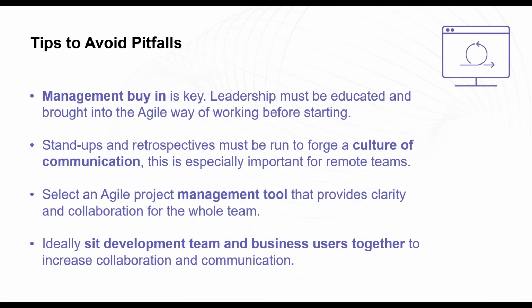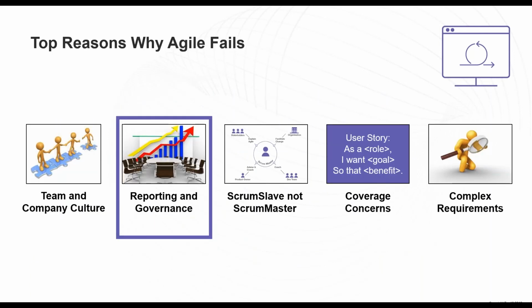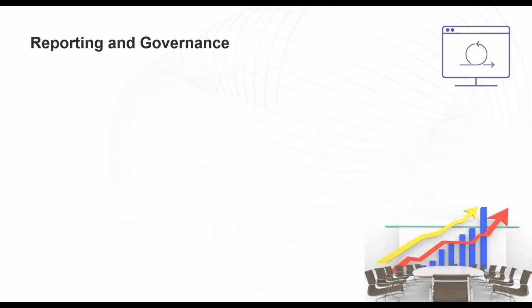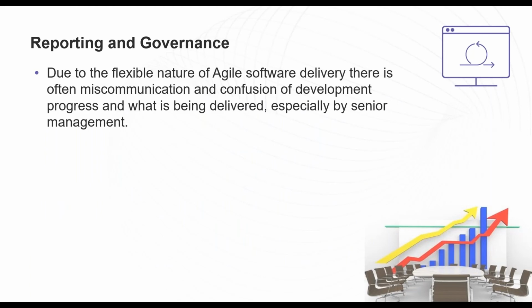So, going on to our second pitfall, we look at reporting and governance. Agile is rightfully seen as being a flexible type of software methodology, and there's often a bit of miscommunication and confusion over how development progress is being communicated to senior management. There's sometimes a tendency within Agile projects for the Scrum Master just to say, no, there isn't any documentation, but there is always a requirement for senior leadership, senior management and stakeholders to be able to communicate what the progress from those projects is, and that can lead to a little bit of difficulty between those two stakeholders.